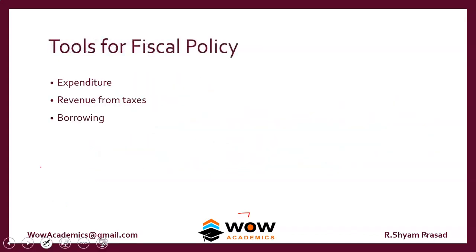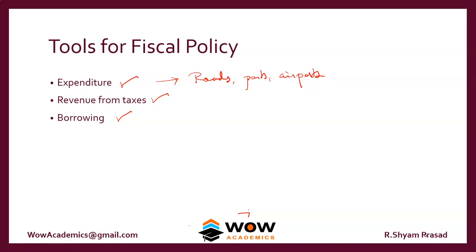So how does the government influence the macroeconomic goals? So they do it through expenditure, revenues, and borrowings. So expenditure in the sense that the government will build a lot of roads, ports, or airports. So by spending on all these kinds of infrastructure facilities, the government pushes money into the people's hands, and it also helps to achieve the social objectives of a country.